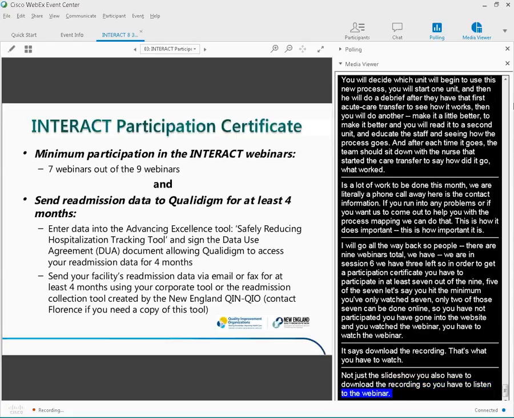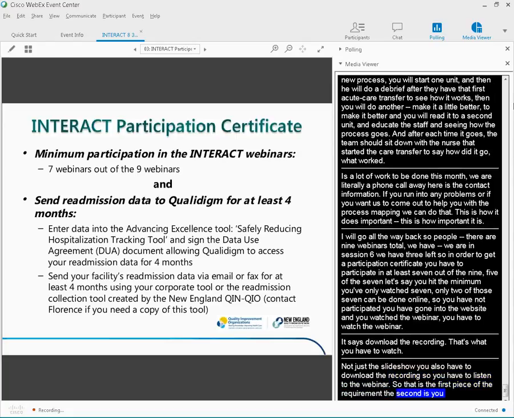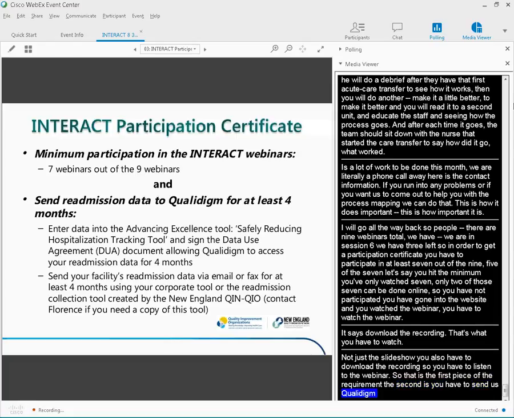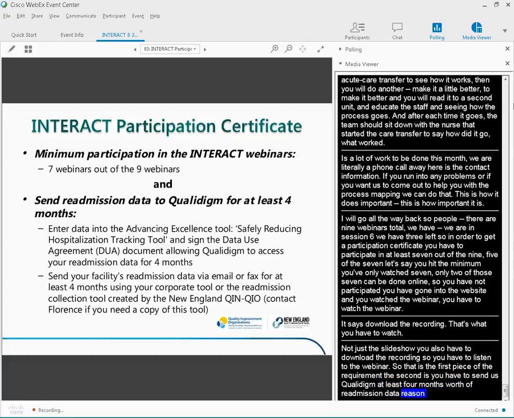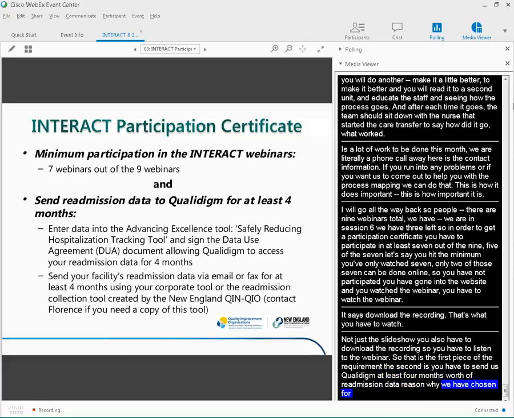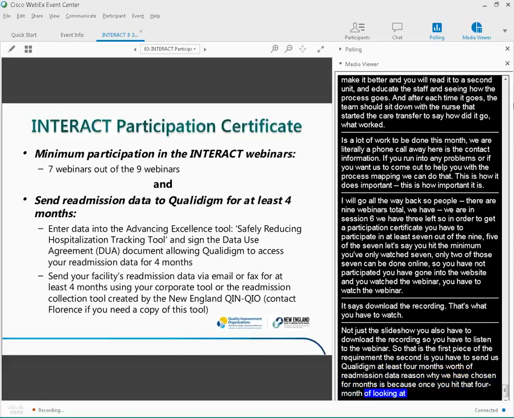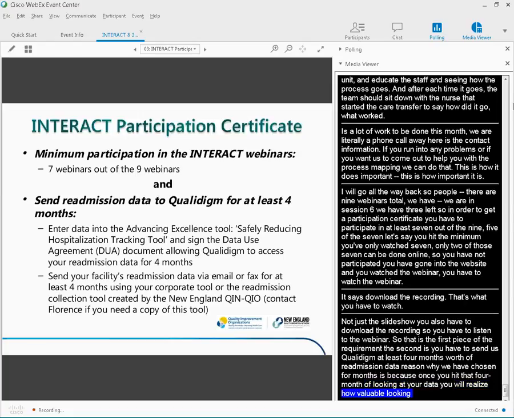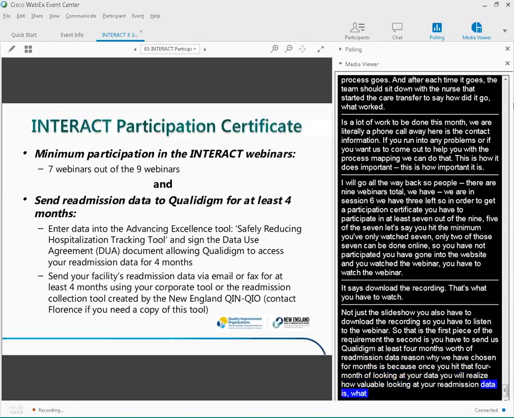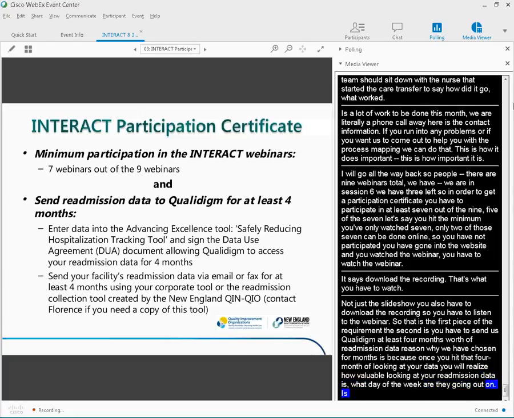The second is you have to send us, Qualidigm, Florence, myself, or Sheila, at least 4 months worth of readmission data. And the reason why we have chosen 4 months is because once you hit that 4 months of looking at your data, you're going to realize how valuable looking at your readmission data is. What day of the week are they going out on? Is it a certain physician that's sending them out to the ER? Is it a certain shift that's sending them out to the ER? So that's why we said 4 months.